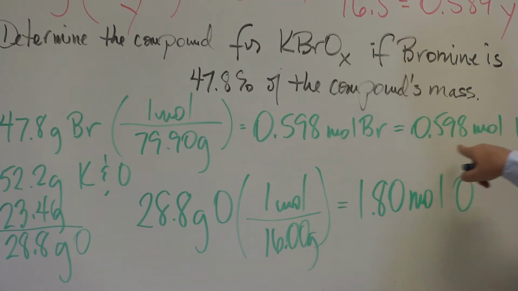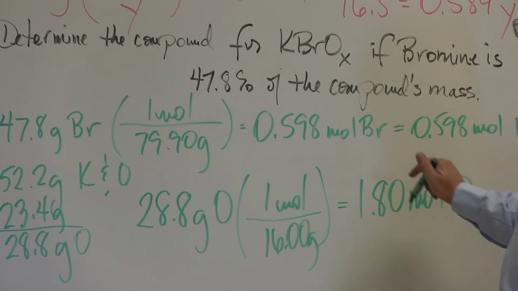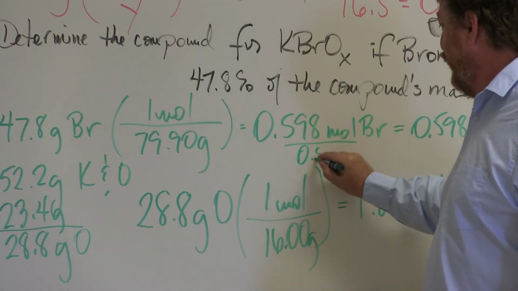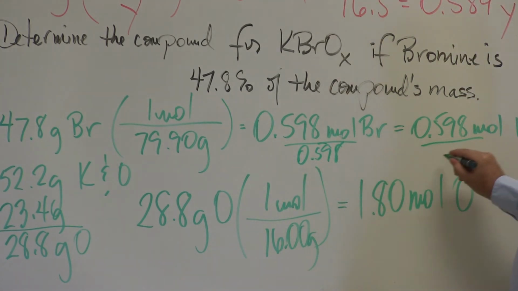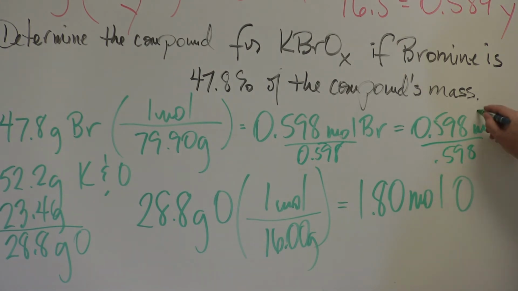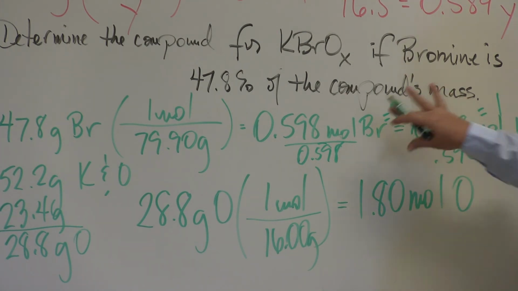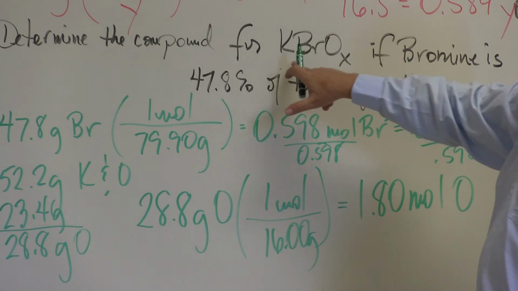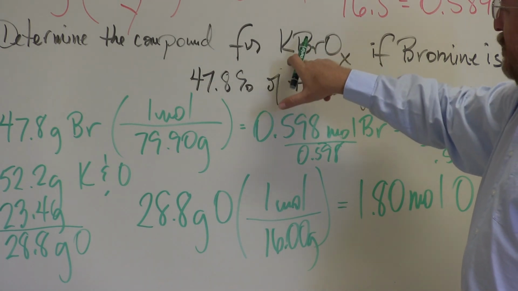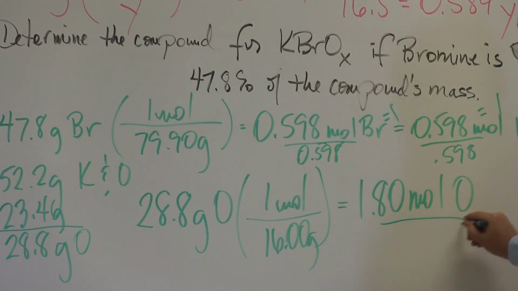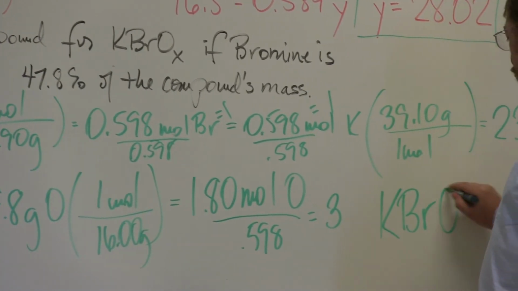So I have moles of Br, moles of K, moles of O. At this point, we divide through by the smallest number. 0.598, 0.598. Well, we know these are 1. We already know that from the formula, KBr, 1 Br, 1 K. So we're going to divide this by 0.598. We do, we get 3, and so our compound is KBrO3.